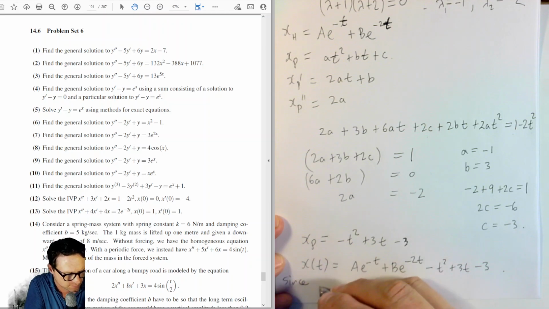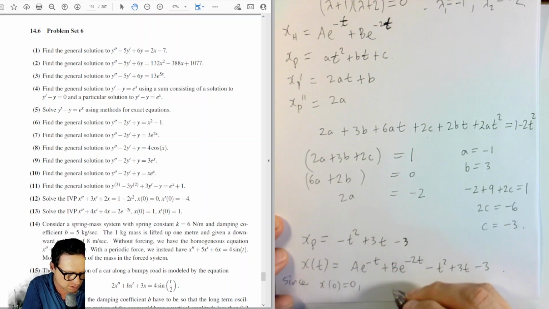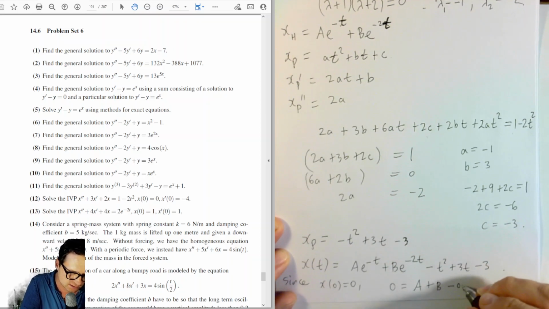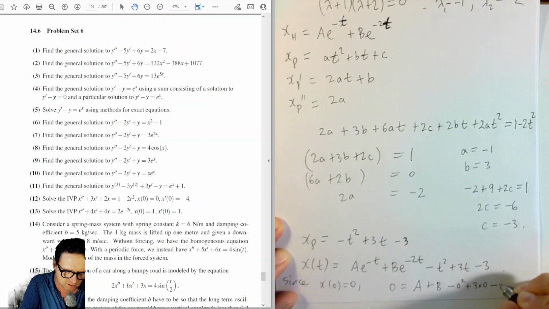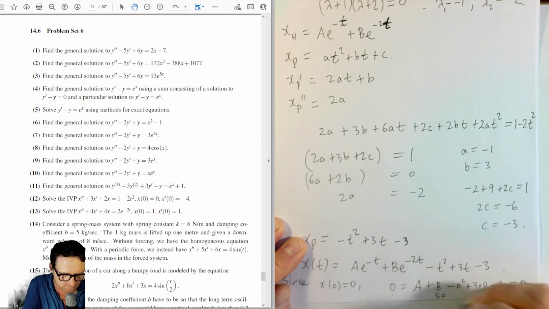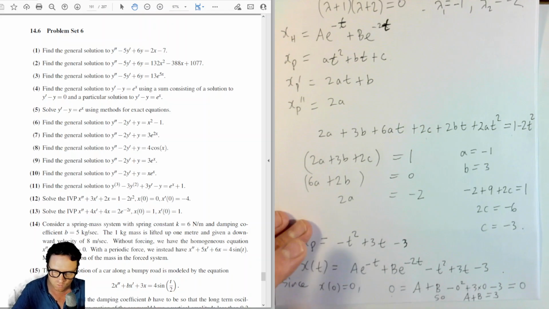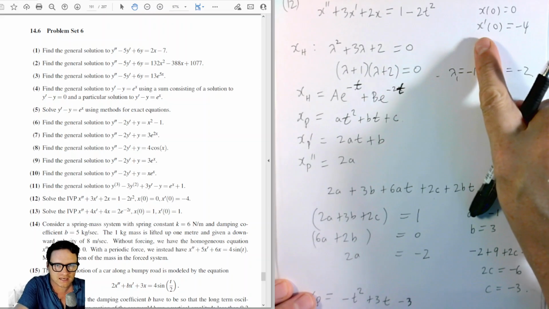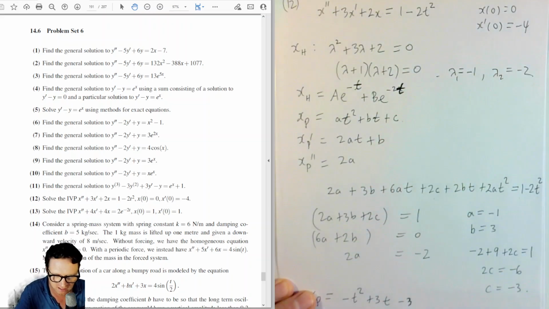So we'll say since x of 0 is 0, we have 0 is equal to A e to the 0 is 1 plus B e to the 0 is 1, and then minus 0 squared plus 3 times 0 minus 3, and this is meant to be equal to 0, right? Right hand side is 0. Okay, so let's simplify this. So that says A plus B is equal to 3. All right, and so with this, we want to now differentiate and use our second condition to get another equation in uppercase A and B.